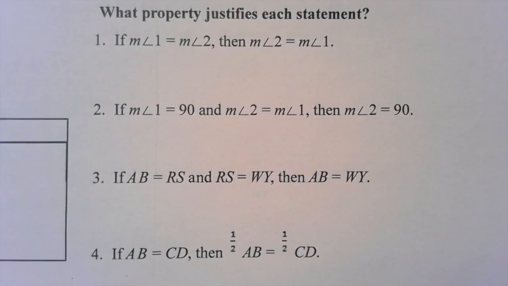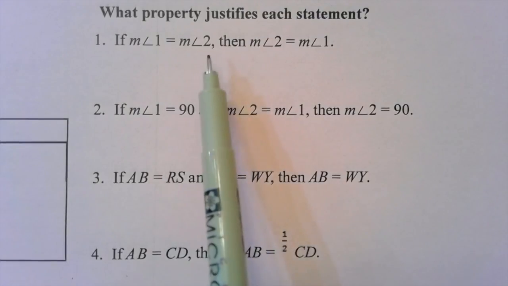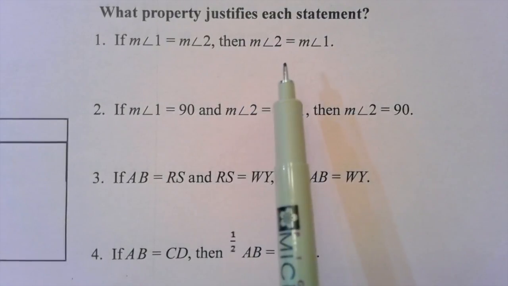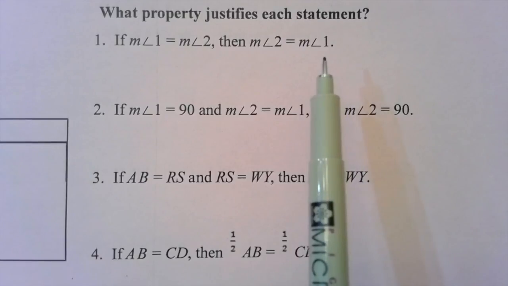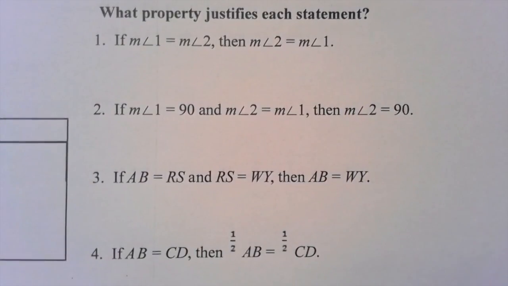So first we have that if the measure of angle 1 equals the measure of angle 2, well then the measure of angle 2 is equal to the measure of angle 1. So which property talks about just flipping the left and right sides of the equation? That would be the symmetric property.